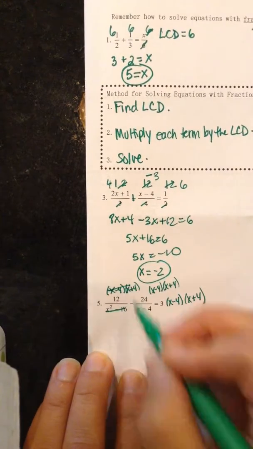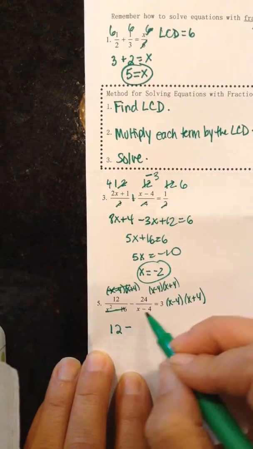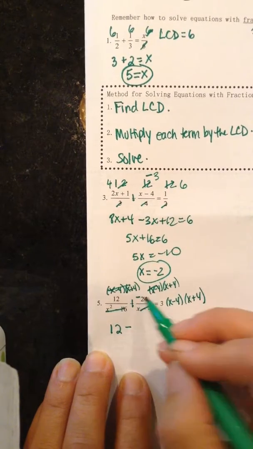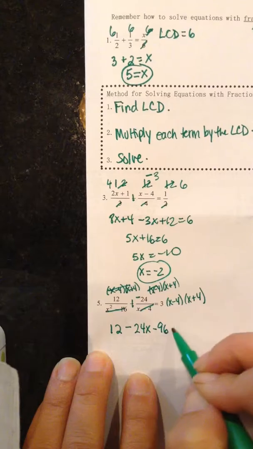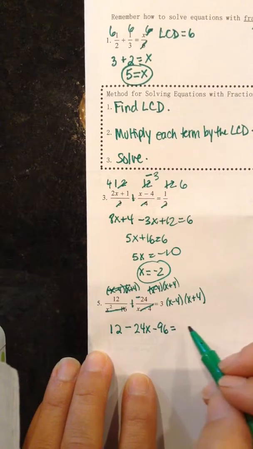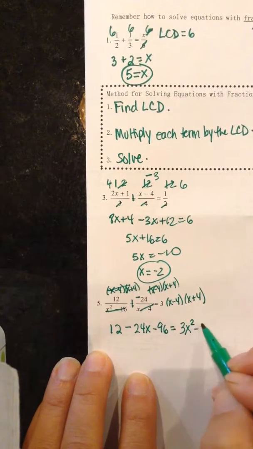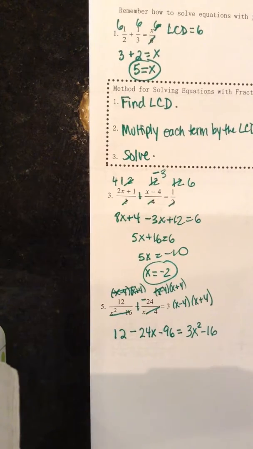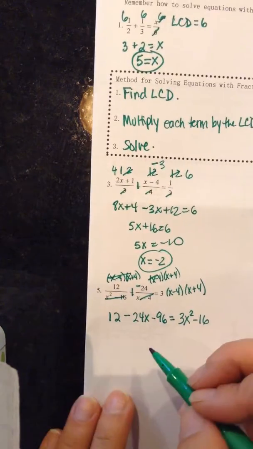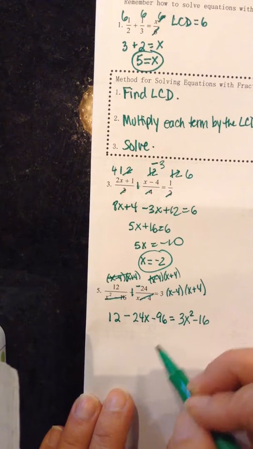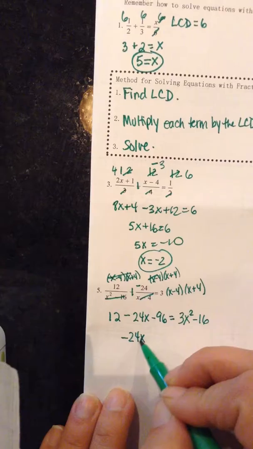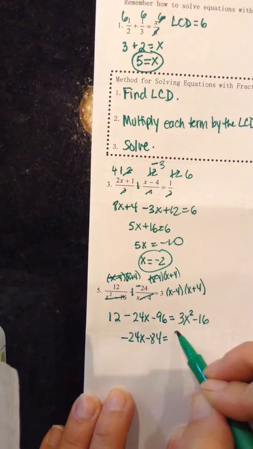So here this is going to cancel, we get 12. The x minus 4's cancel, so we have the negative 24, so negative 24x minus 96. Now here this is going to be 3x squared minus 16. This is not going to drop out, the quadratic, so it's going to become a quadratic equation. 12 minus 96, what's that, negative 84, 24x minus 84.